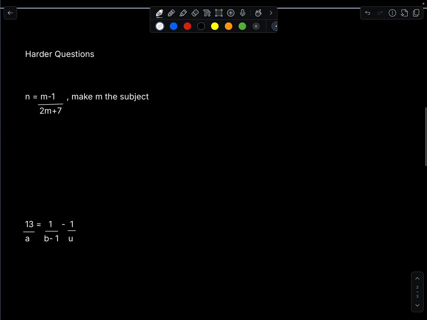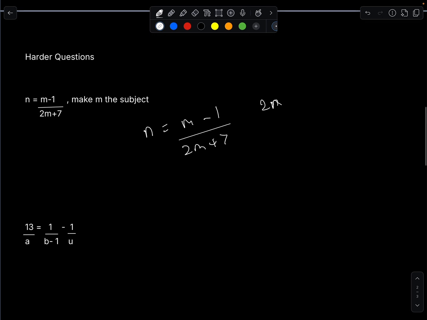Now, moving on to the harder questions. This is where things change. Those of you doing foundation, you don't need to know this. This is strictly higher, although this is good practice for both foundation and higher. For this one, there's a bit more to do and a bit more to know. What to do, when to do it, etc. So the first thing to do, obviously, we're going to get rid of this fraction. No one likes the fractions. So we have 2n plus 7n equals m minus 1.